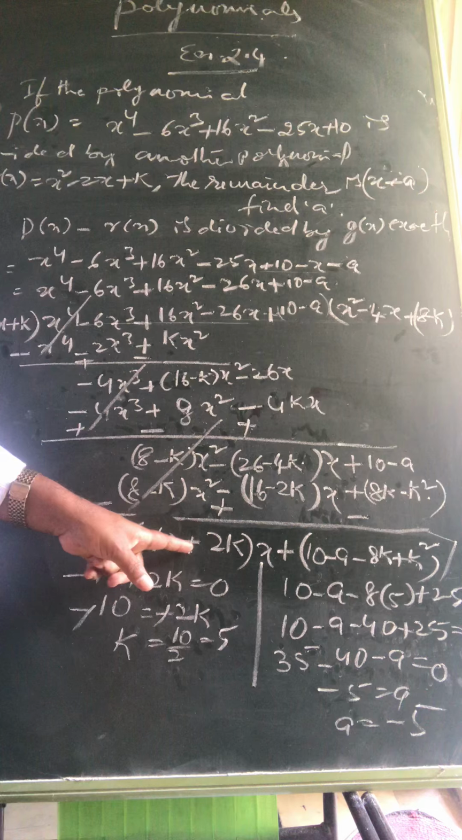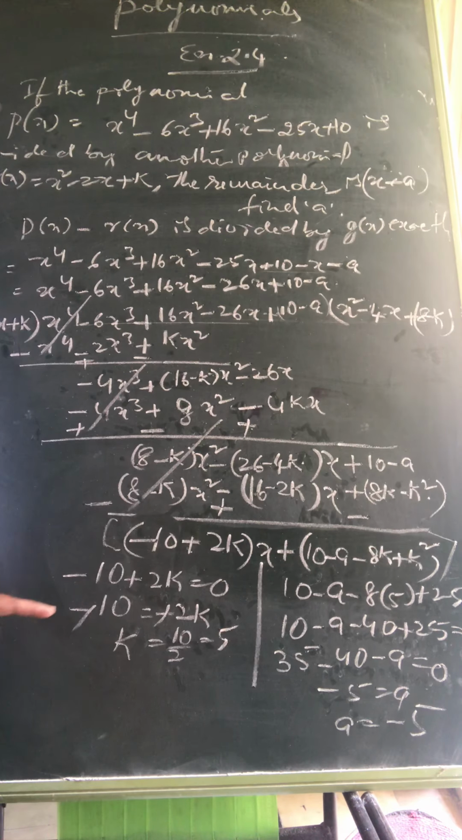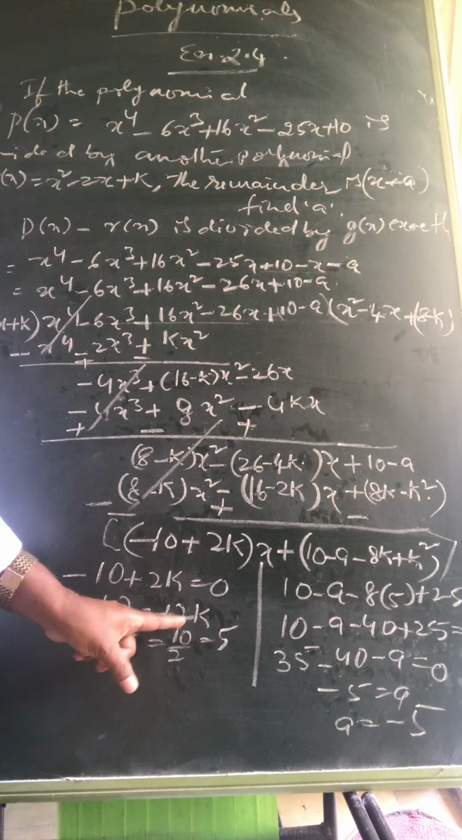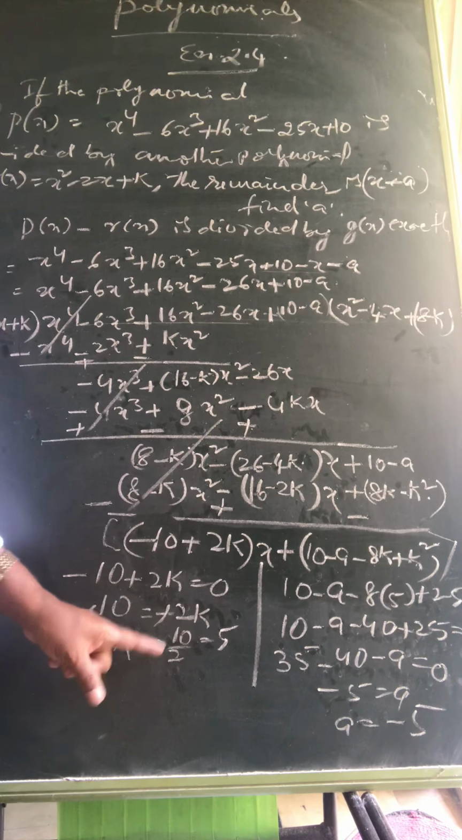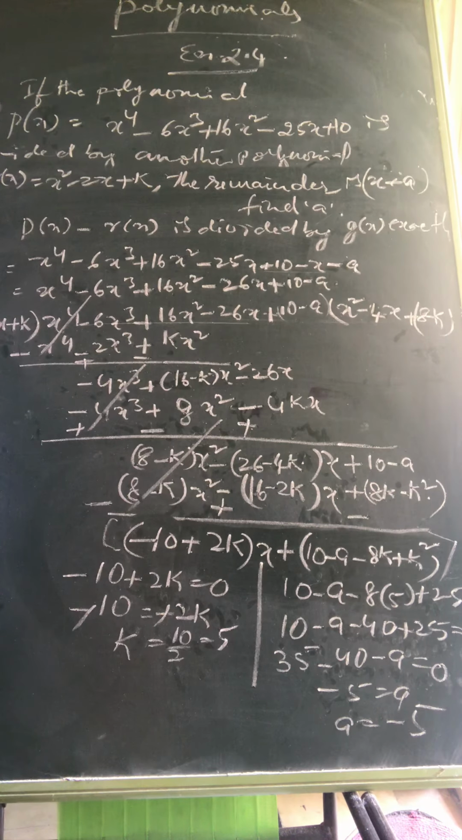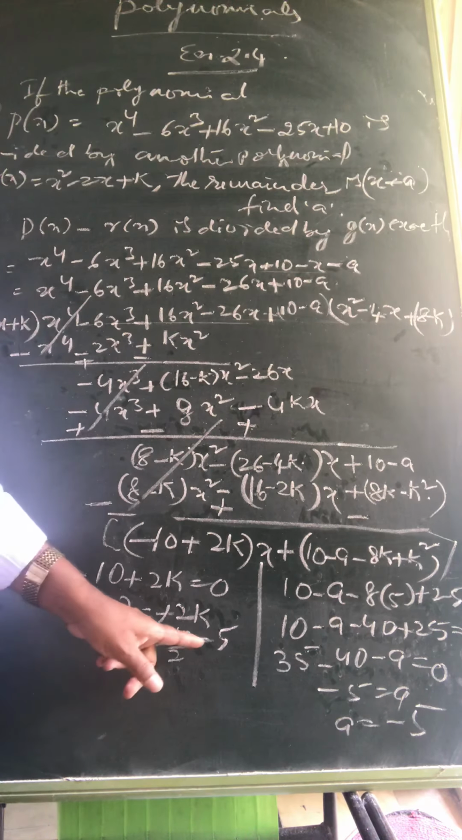Then minus 10 plus 2k is equal to 0. Then minus 10 is equal to 2k. 2k we send to the other side. Minus minus cancel. 10 is equal to k. k is equal to 10 by 2, that is 5. And this k is equal to 5, you have to substitute in the other term.